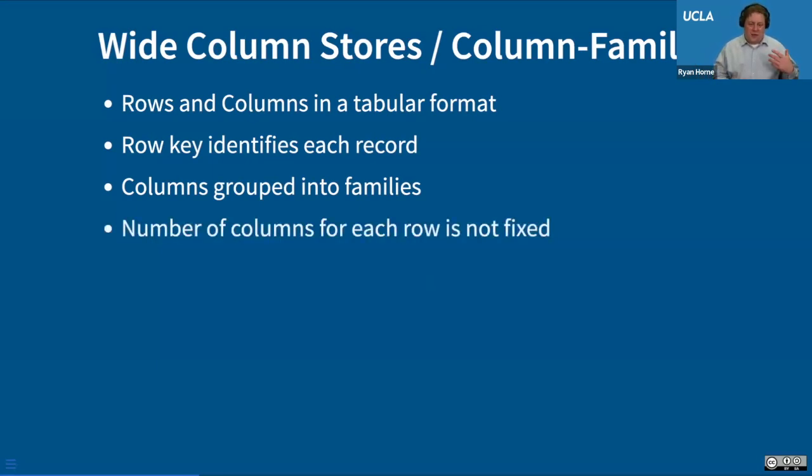What's interesting about these is that the number of columns for each row is not fixed. So if you have a family of columns, say around our book model, you can have all the book information there, but each row doesn't have to have all of those columns. And so you don't actually have to have a bunch of null values. You're just saying that this row has any number of columns from this column family filled out with data.